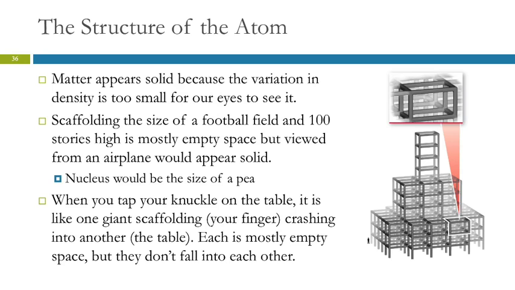So what's happening when I knock my knuckles on this bench top is I've got essentially two scaffoldings crashing together. Each of them is mostly empty space, but they can't fall into each other, and so you can't pass matter through other matter, at least normally. But then you think about that and you're like, well, maybe some of those science fiction ideas could be done, right? If matter is mostly empty space, maybe someday we'll figure out how two pieces of matter could pass through each other. We don't know how to do that now, but that would be cool, wouldn't it? Any questions?